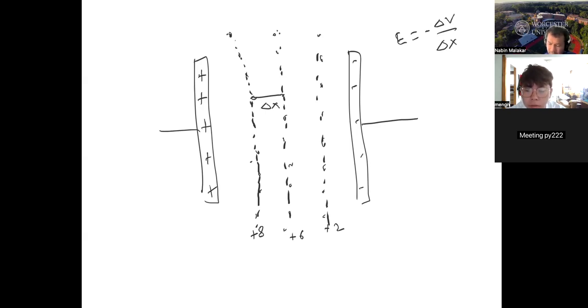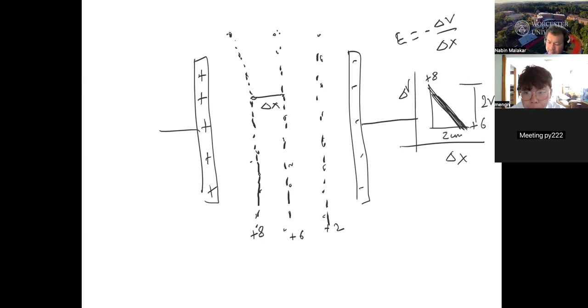It's not showing that. So if I were to plot delta x here and delta v here, that's the change, right? So we're literally looking at this rate of rise over run, negative, right? From this point, this is plus 8 volt, this is plus 6 volt. So you can see there is a drop of 2 volt for a distance of, let's say, 2 centimeter. So the electric field E can be calculated, right?